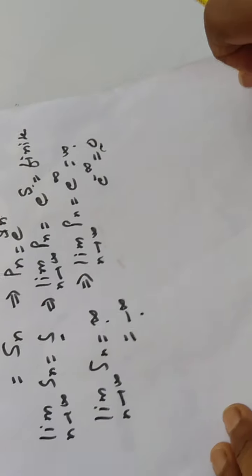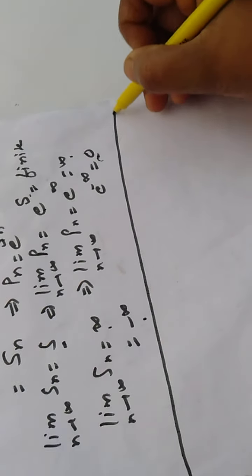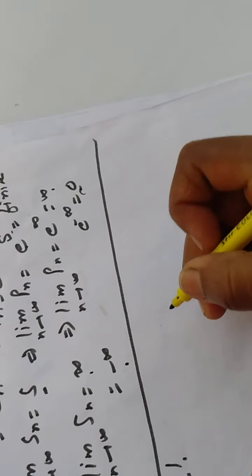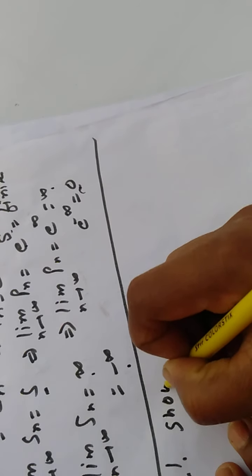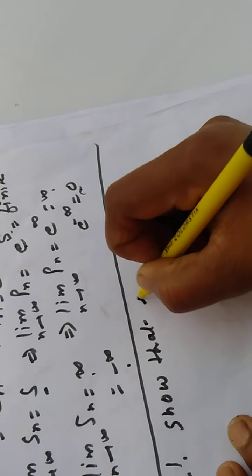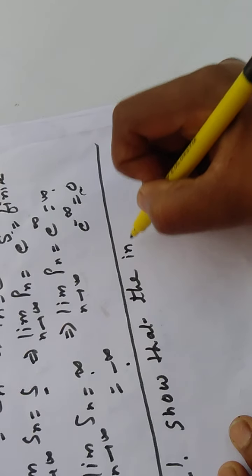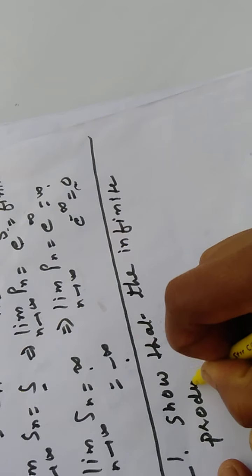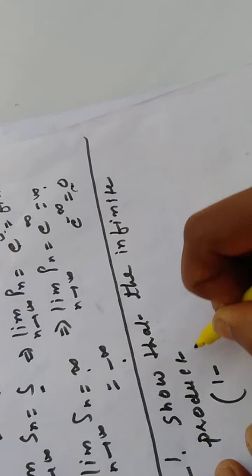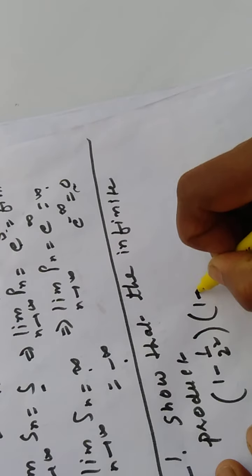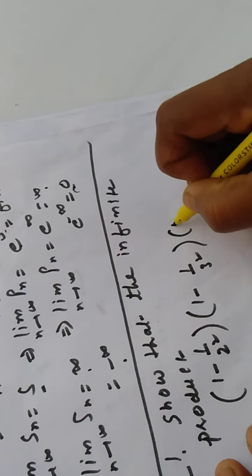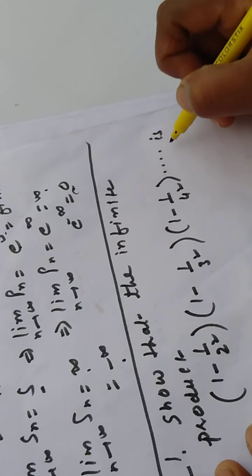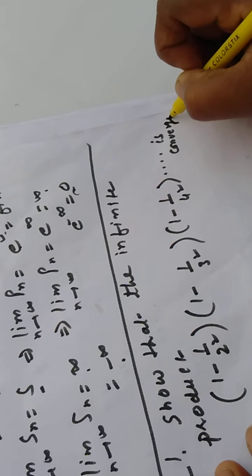So let us check the examples. First example, example number 1. Show that the infinite product (1 minus 1 upon 2 square)(1 minus 1 upon 3 square)(1 minus 1 upon 4 square) and so on is convergent. You have to check this product is convergent.